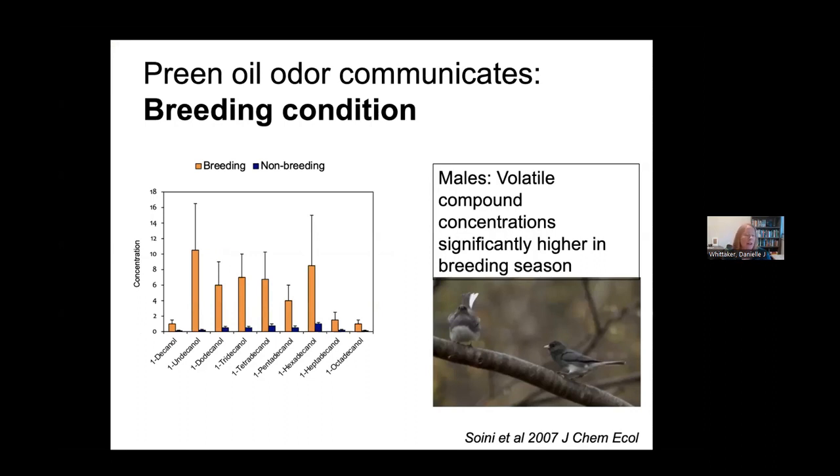So this graph on the left was one of the first studies done on this topic in juncos, comparing the compounds in breeding birds and non-breeding birds. So this is a list of the linear alcohols that we find in their preen oil. And then the y-axis is concentration. The orange bars are the amounts that we see in males that are in breeding condition. And then those dark blue bars, which are very tiny, are the amounts of these same compounds that we see in males in non-breeding condition in the winter. So males are producing significantly higher amounts of these compounds when they're in breeding condition, which said to me right away, this must be important in mating behavior somehow. Maybe it's important in attracting mates.